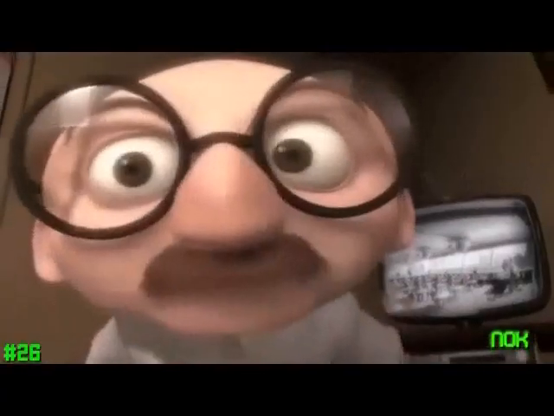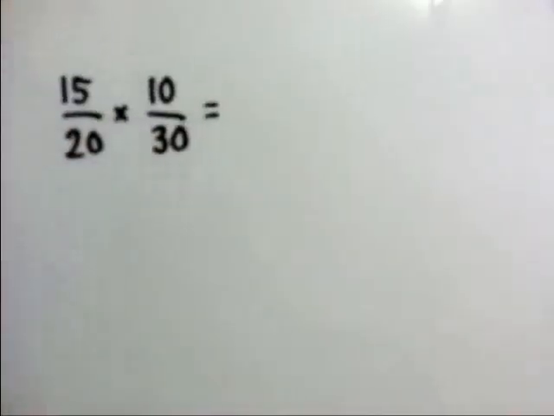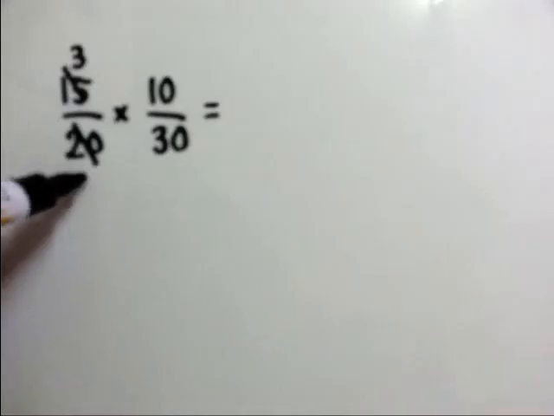I think not! Kung mapapansin nyo, these fractions are not in lowest terms. So para mas mapadali tayo, i-lowest term muna natin sila bago tayo mag-try ng cancellation. 15 and 20 are divisible by 5. 15 divided by 5 equals 3. 20 divided by 5 equals 4. So we have 3 fourths.